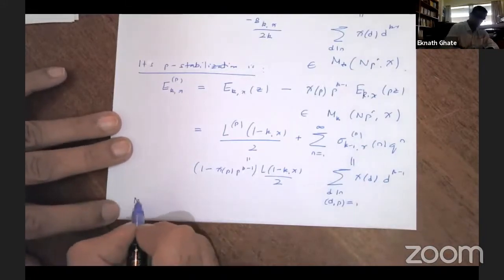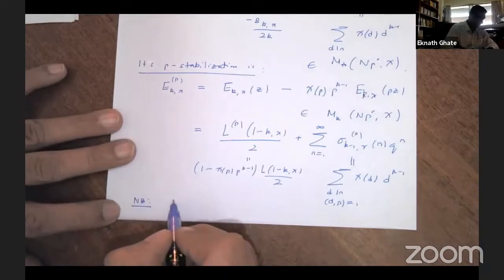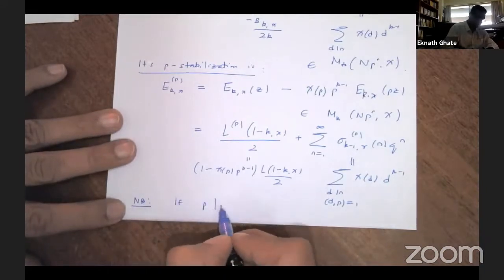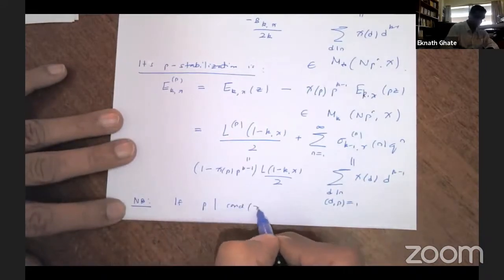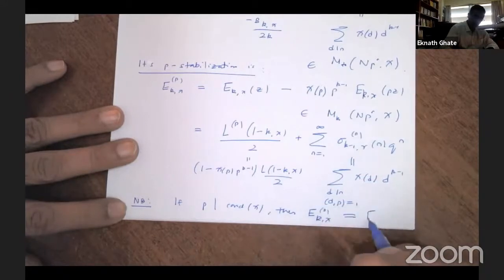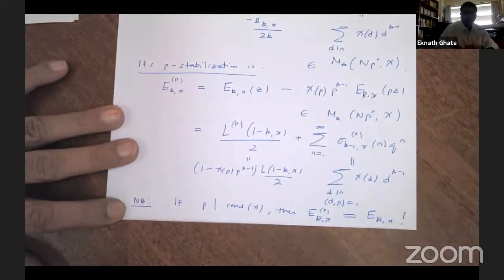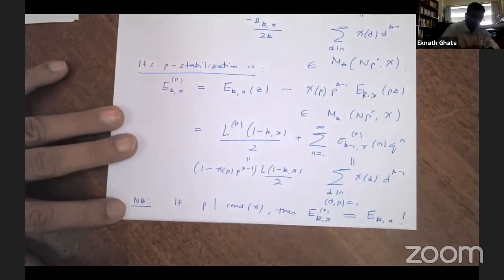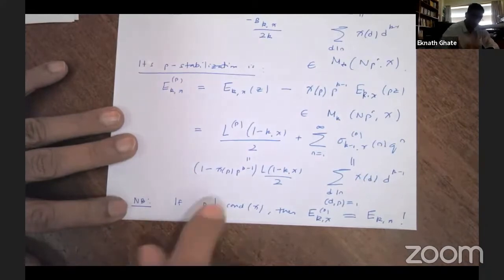Okay, so let me make this remark here. If p divides the conductor of chi, then we haven't done much. Then the p-stabilization is just itself. E_k,chi p-stabilized is just E_k,chi. Okay, but in general, of course, you may want to start with the character chi of conductor N and then p-stabilize it. So then you have to change, these things have changed a little bit.